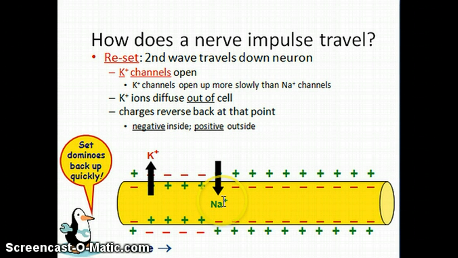So as this sodium is rushing in, our potassium starts to rush out, and they will diffuse out of the cell, again reversing back to having a negative on the inside and the positive on the outside. So we start to get rid of this positive charge by getting rid of our potassium ions.